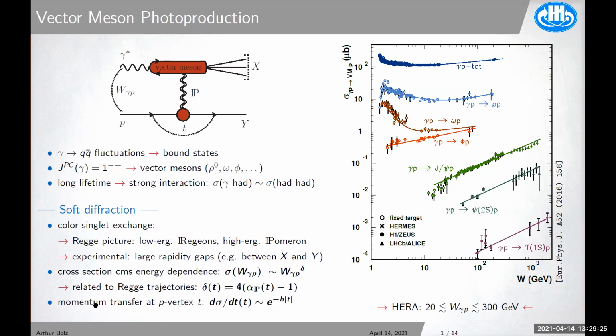equals 0. The other characteristic of diffractive cross sections is that if you look at the dependence on the momentum transfer t at the proton vertex, you observe typically steeply falling distributions, which typically are exponentially falling.